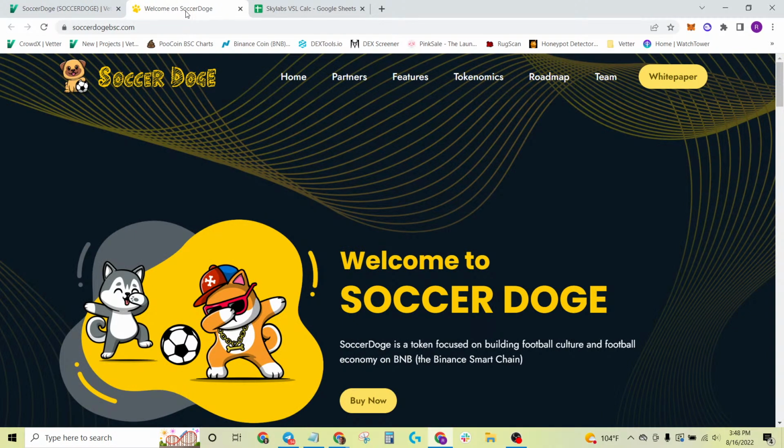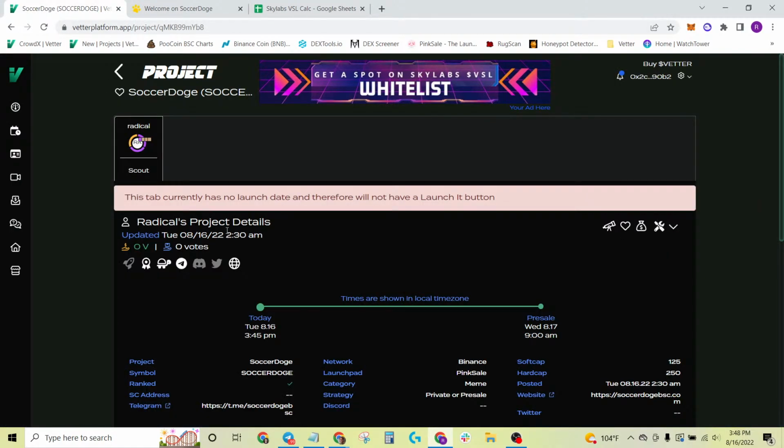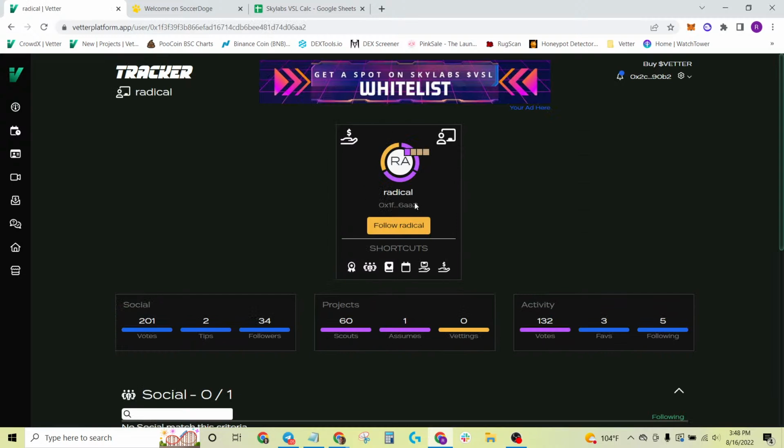Now, if you don't know this, let me go back just one second. You can click on the scout's name right here, and it's going to take you to their tracker page. You can click follow, and you're going to be able to follow this scout. So whenever they post a new project, you're going to know about it.